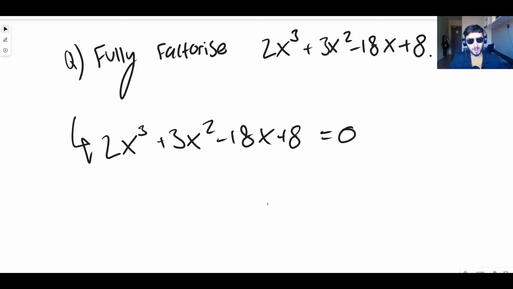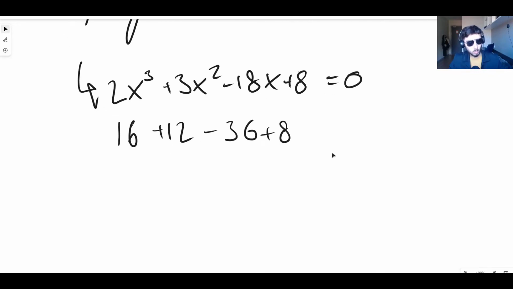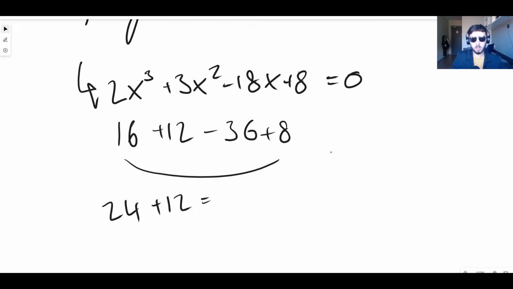Okay, the next number you should probably try is the number 2. So this is 2 times 2 cubed. That's 16. Plus 3 times 2 squared. That is 12. So 16 plus 12. Minus, okay, 18 times 2, that's minus 36, plus 8. Hold on, we're getting somewhere. What's going on right here? Okay then. 16 plus 8, that's 24, I will do these two first. That's 24. Plus 12, that's 36. 36 minus 36 is 0.